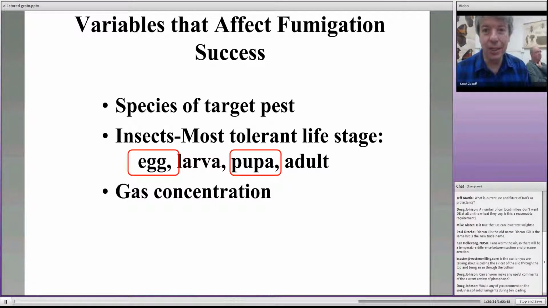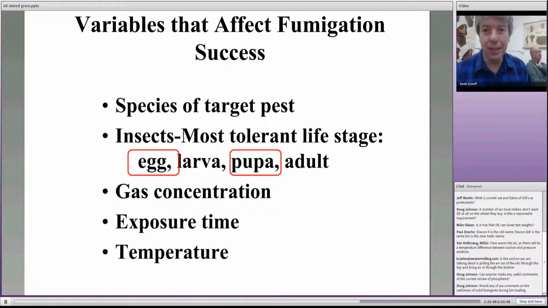The concentration of the gas, okay? These last three are really the most important. After you know how much you need to kill the egg of the most tolerant species, then you have to be able to control the concentration of the gas, the time that you have the commodity under gas, the exposure time, and the temperature of your grain.